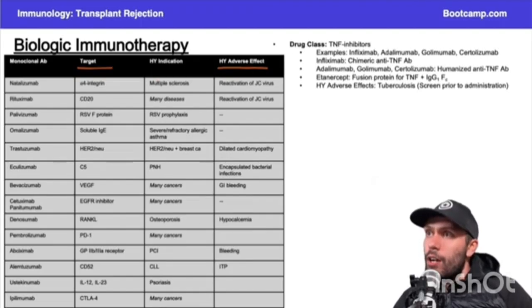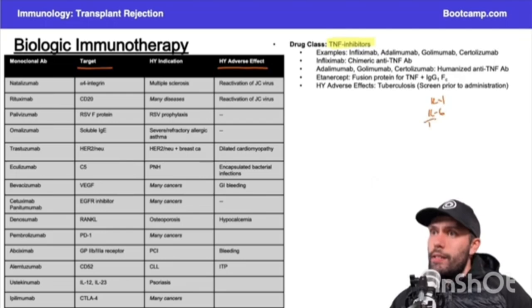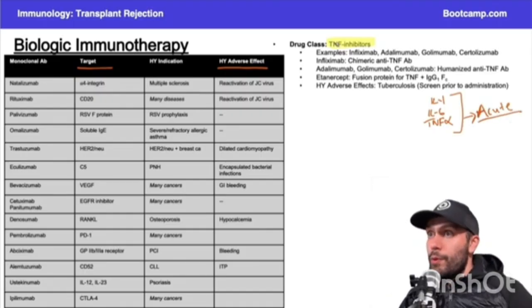I just want to make sure we talk about these TNF inhibitors, which also have some monoclonal antibodies, and then we'll jump into the immunologics here. Now remember, TNF, especially TNF alpha, right? We're thinking interleukin 1, interleukin 6, and TNF alpha as that initial acute inflammatory response. These are our acute inflammatory mediators that we talked about very early on in the immunology section. So essentially what we're doing is inhibiting that TNF alpha response, part of that acute inflammatory response.